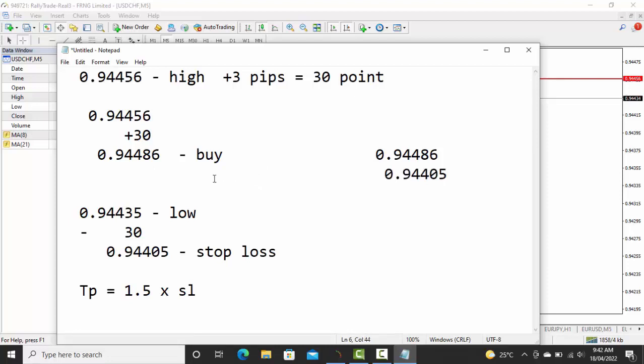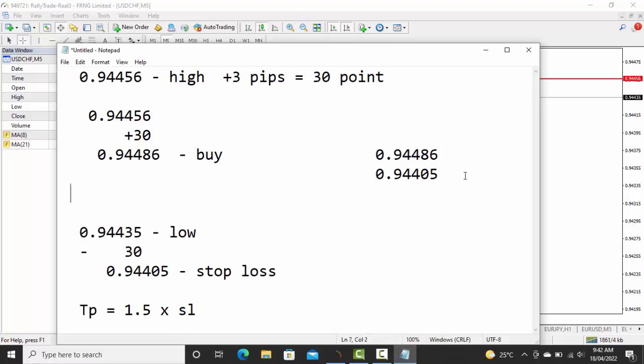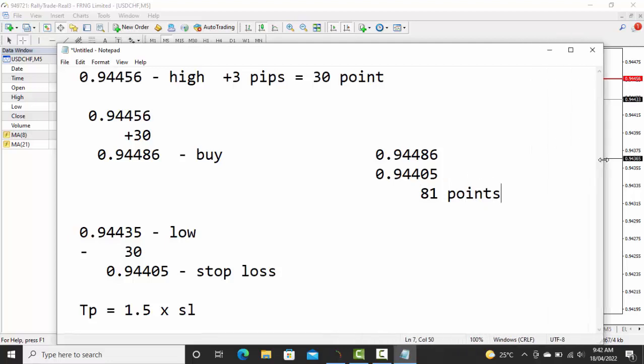So what's the difference between these two price levels? 6 minus 5 is going to give me 1. 8 minus 0 is still 8. So this is 81 points, which is also equal to 8 pips. So 8 pips stop loss.